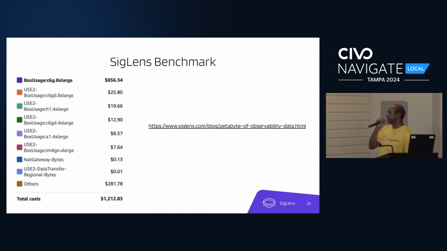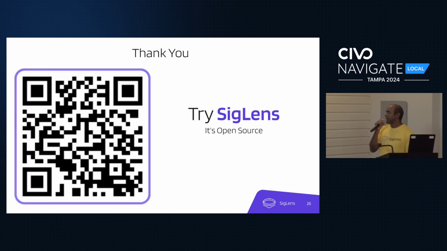And this is a screenshot of our usage of this thing. It's $1,200. There's a blog about that. We wrote about it publicly, so go check out that blog. And yeah, SigLens is an open source repo. Go try it out for yourself.